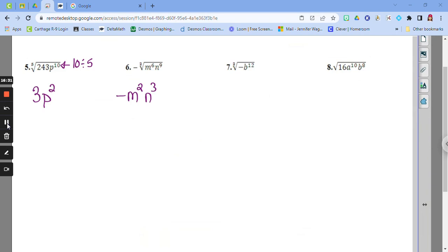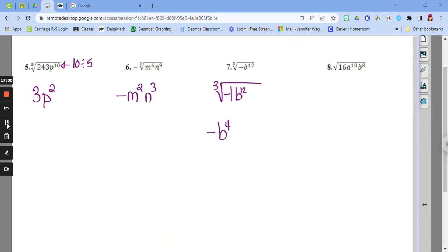All right, so I have the third root of a negative number. Essentially, this is the third root of negative 1, b to the 12th. So the third root of negative 1 is negative 1. 12 divided by 3 is 4. So there's two things going on there on 7. You have a negative 1 and you have b to the 12th.